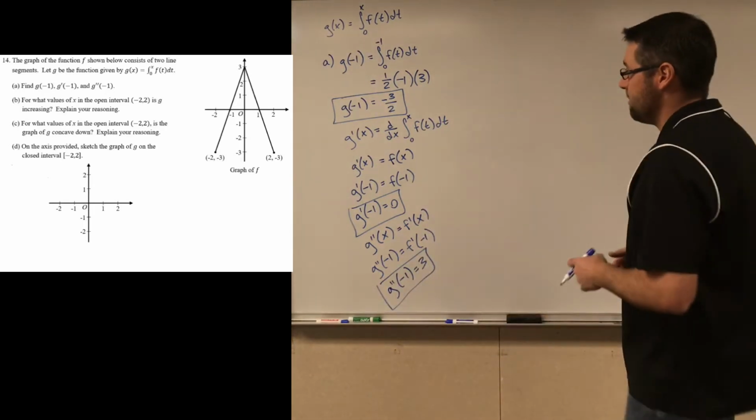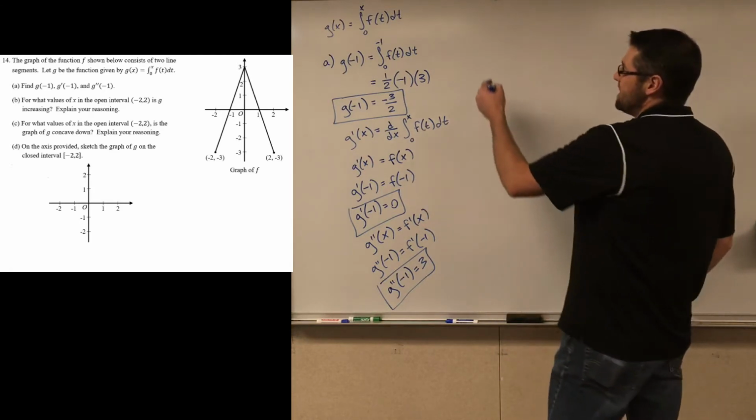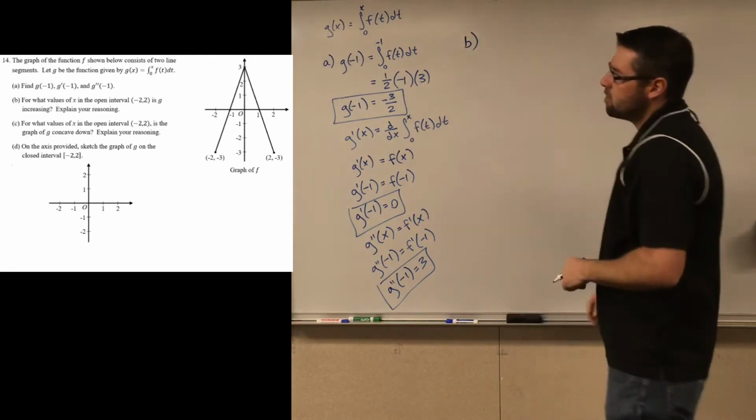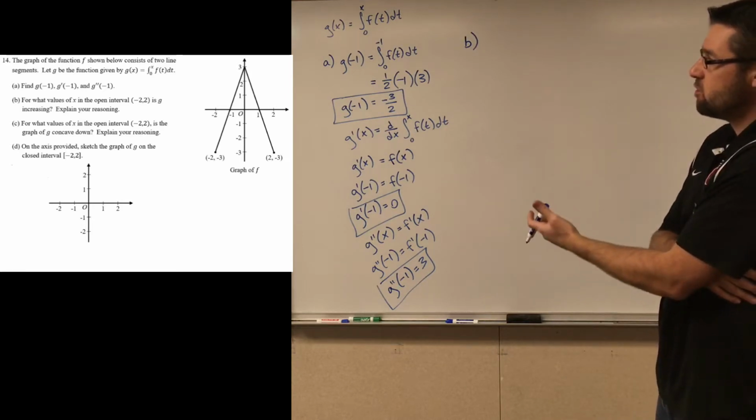Okay, so that's part A. And generally that's going to be 3 points. You're going to get 1 point for each one. Part B says for what values of x from -2 to 2 is g increasing?